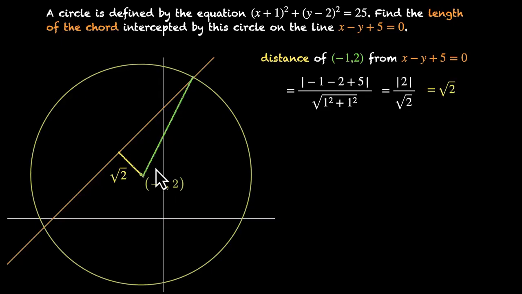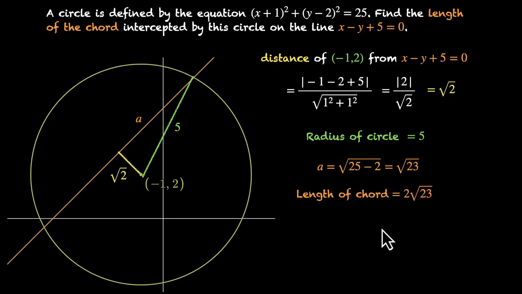And we know this length, that's the radius. This is 5 units. Now in this right angle triangle, we can get this length. If we take this length as a, this is going to be root of 25 - (root 2) squared, that's 2. So 25 - 2, that's going to be root of 23. So this length is root 23, that's half of the chord.